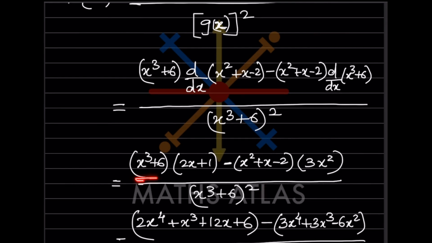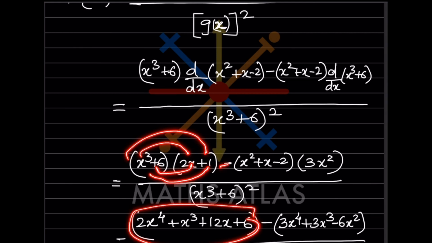So now this is the first part, and we are going to expand this one, 2x raised to 4, and this will be x cubed, 12, plus 12x plus 6. So this we are going to write over here. This is minus, so you are going to put a bracket over here, and again for this one we are going to expand it.